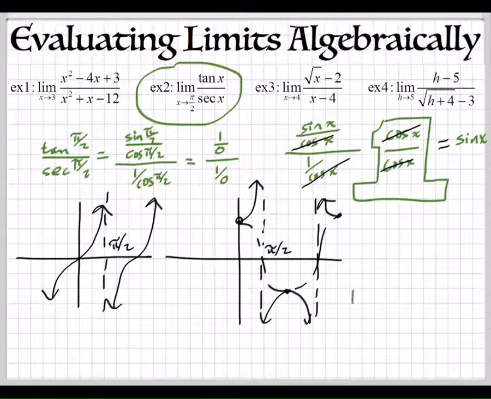So now I have the limit as x approaches pi over 2 of sine x. If I plug pi over 2 into sine x, what do I get, my students? One. And I'm allowed to do that because it's continuous. That's my answer.